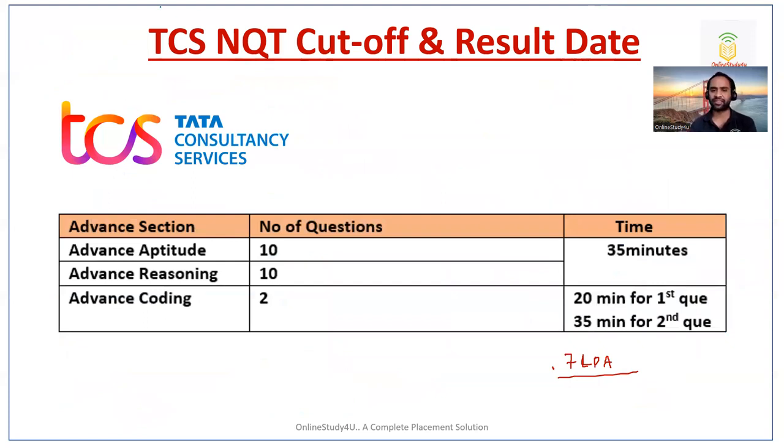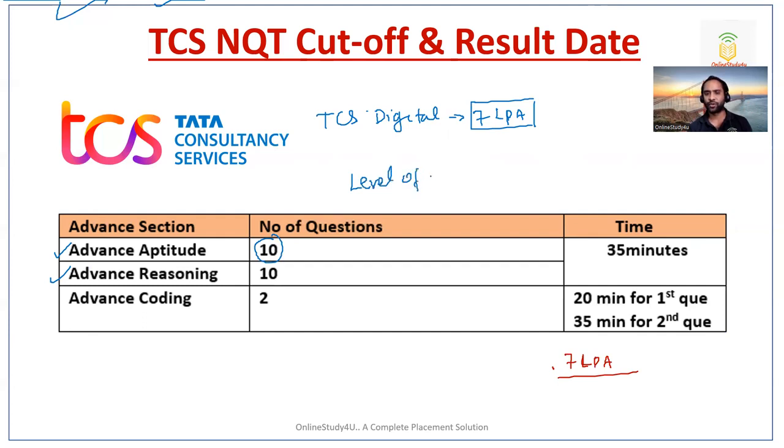So, TCS Advanced Section. The Advanced Section is for the TCS Digital role, which will help you get a package of 7 LPA. You will have advanced aptitude and advanced reasoning. Advanced aptitude and advanced reasoning means aptitude and reasoning remain the same, only the level of the questions will be different.